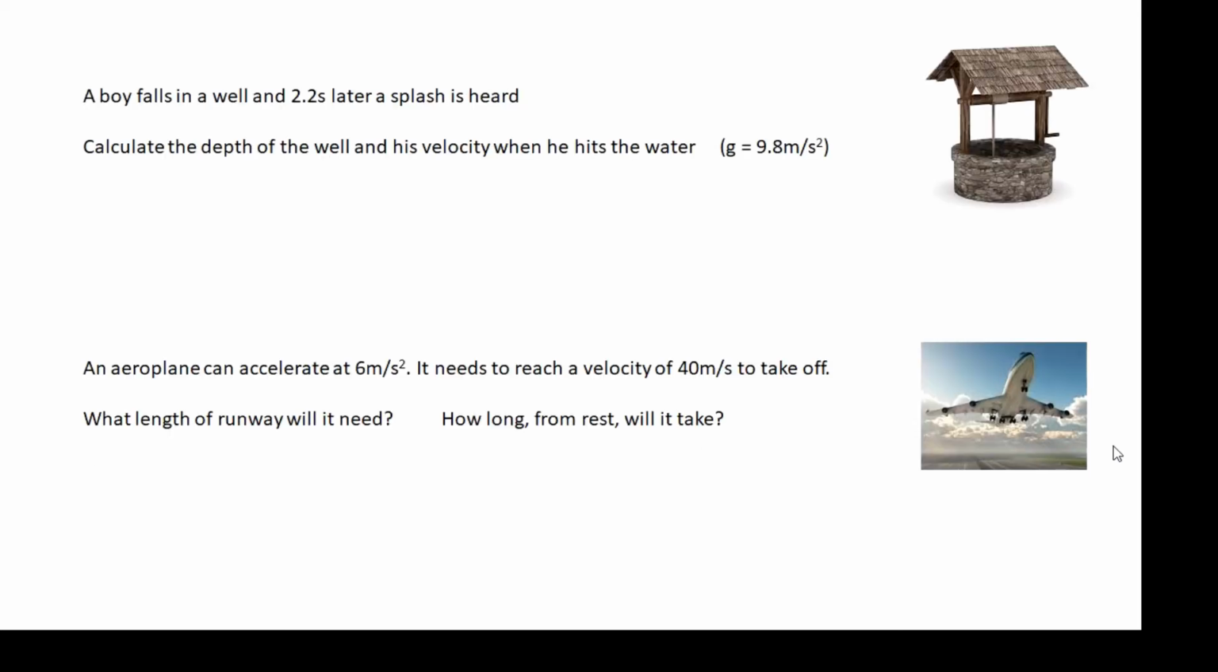Here's a couple of questions for you to have a go at. Again, I suggest you write down SUVAT, write down the information that you know, choose an equation, bung the numbers in, work it out, and the answers are in 3 seconds.